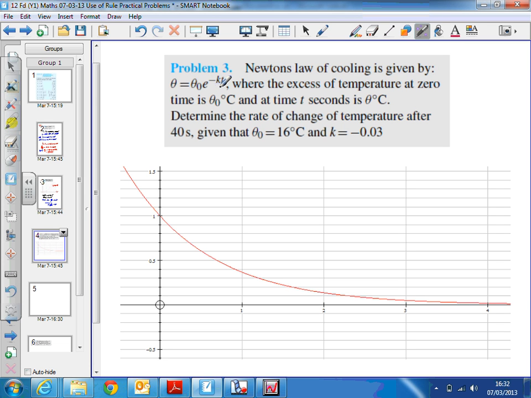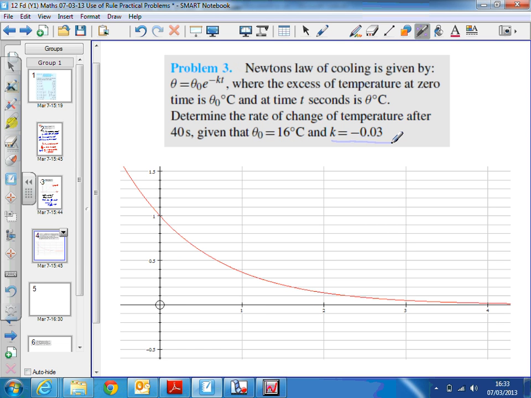So the excess temperature means the excess temperature above room temperature. At time 0, is theta. So this represents your theta 0. Determine the rate of change of temperature after 40 seconds, given that theta 0 is 16 and k equals negative 0.03. So we can put some values into the function and then differentiate it.